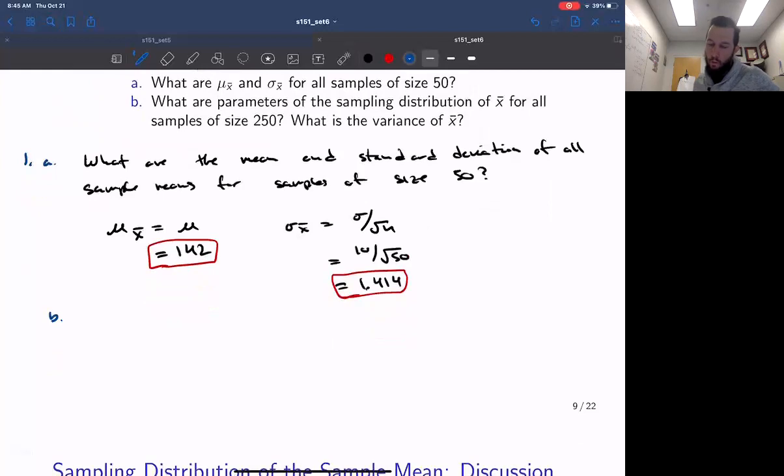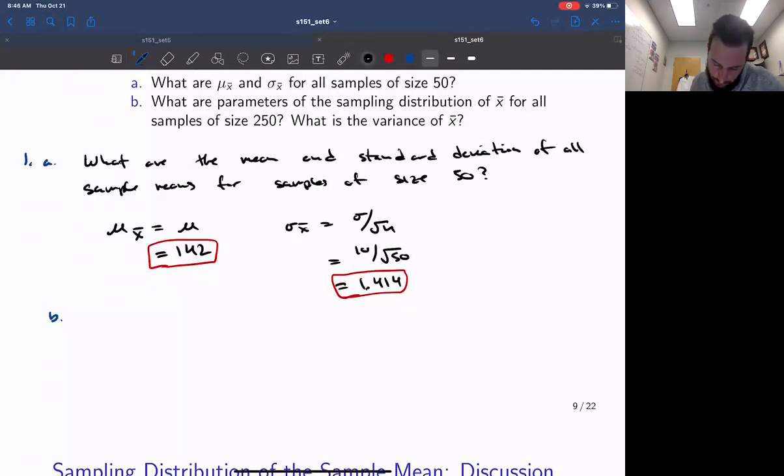Okay, part B. What are the parameters of the sampling distribution of X bar for all samples of size 250? What is the variance of X bar? Okay, exercise B is me trying to purposely be confusing. This question is the exact same question as part A. In part A, I ask you directly, what are mu X bar and sigma X bar? Those are the parameters of the sampling distribution of X bar. So part B is the exact same question, but we just increased the sample size to 250.